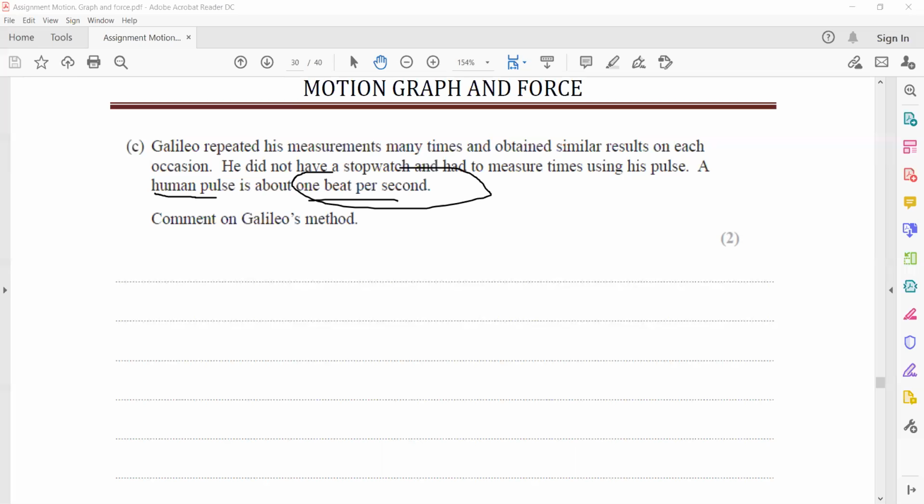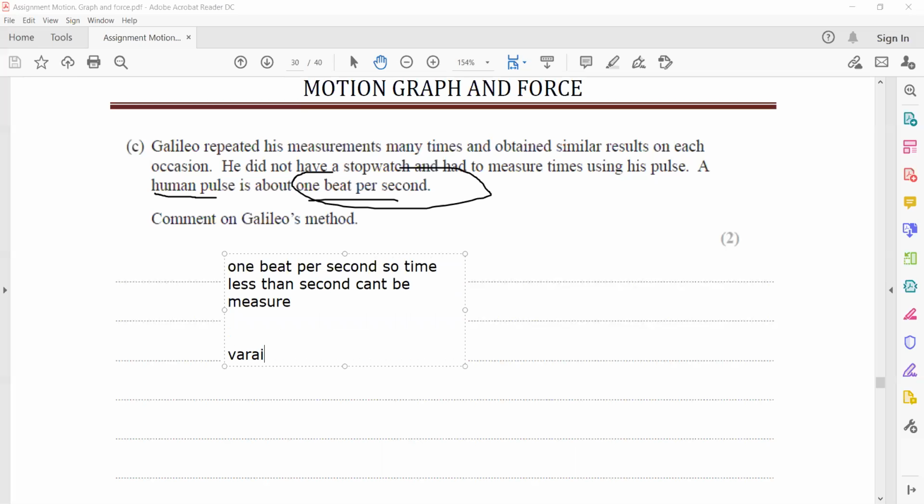Is it clear? The part where Galileo repeated: 1 beat per second means a time interval. And the second thing, variation in the pulse. The pulse is not always at a constant rate, so there is variation in the pulse rate.